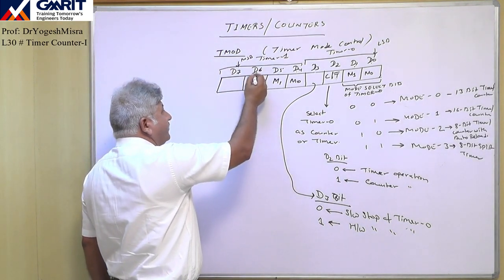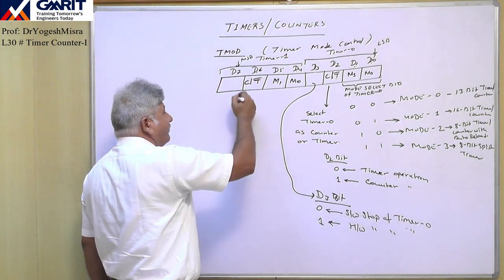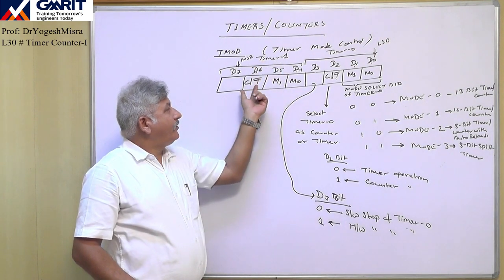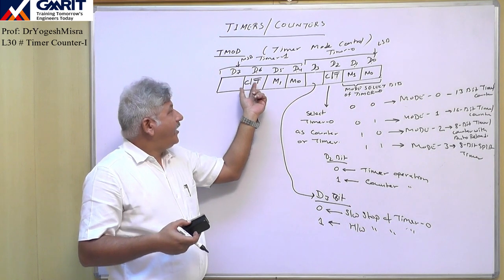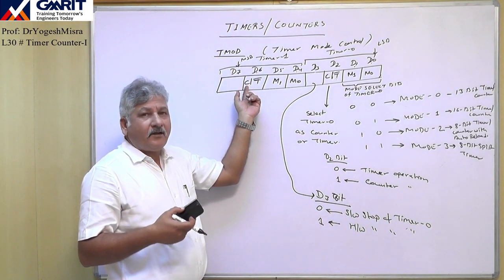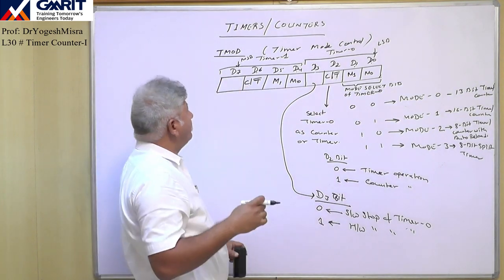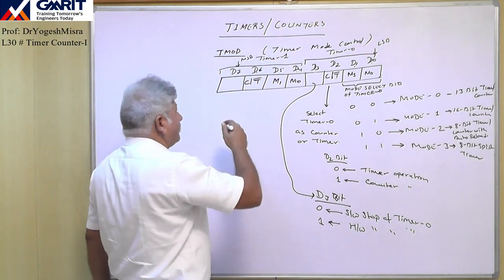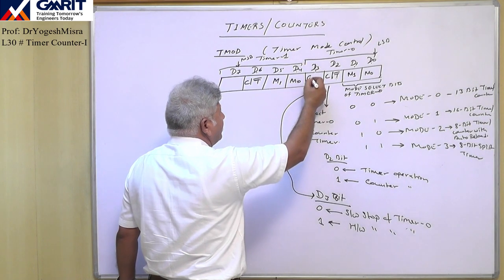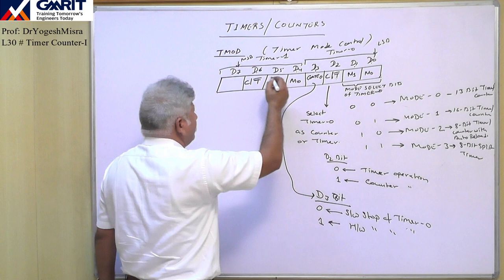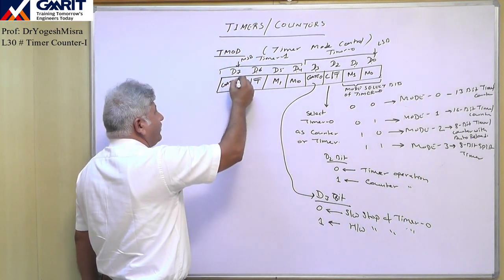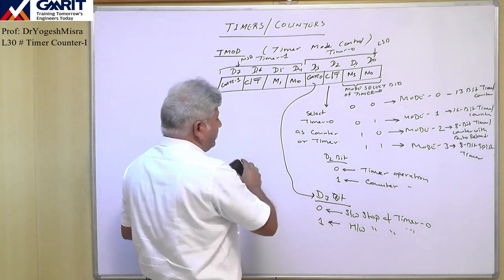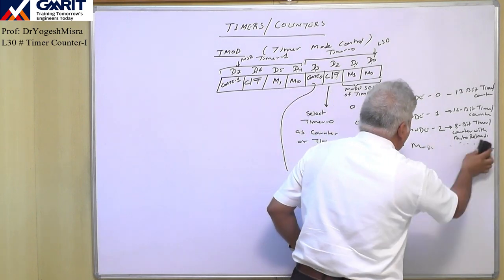After this, D6 bit is used to select the counter or timer operation. So if D6 bit is 0, then timer number 1 will be selected in timer operation, timer mode. And if this bit is 1, then timer number 1 will be selected as counter mode. And D7 bit is used to select how we will stop timer number 1, with the help of instruction or with the help of hardware. So this is gate for timer number 0, gate 0, and this is gate 1 for timer number 1, gate control bit. So this TMOD register is used for both the timers.